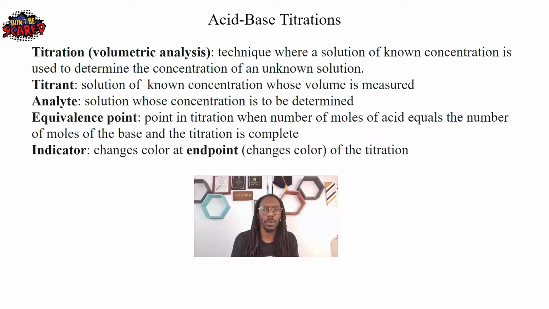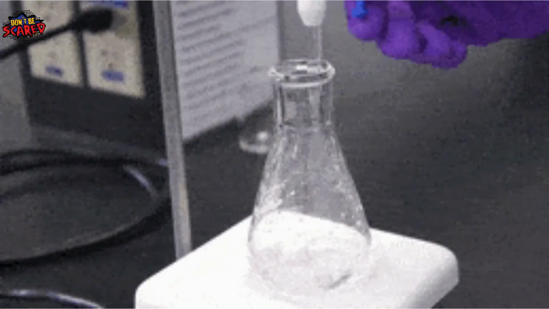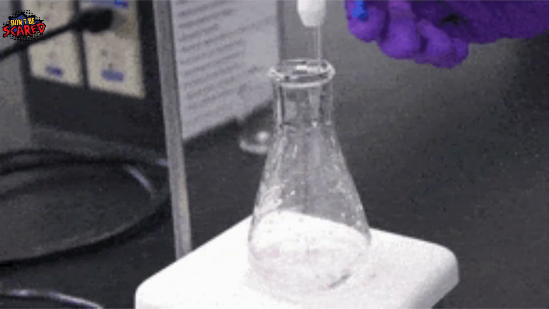Now, we also have what we call equivalence points. The equivalence point is basically in a titration where the moles of our acid will equal the moles of our base. And when we reach this point where our acid and base equal each other, our titration is over. Okay, we're done. It's complete.